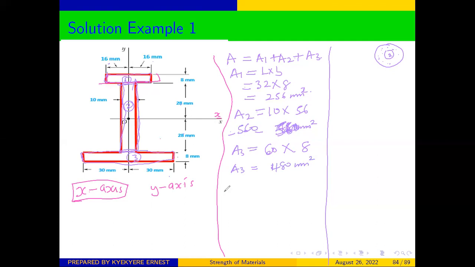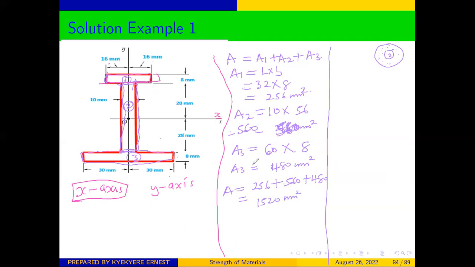And from there, our total area is going to be 256 plus 560 plus 480, which is equal to 1520 millimeters squared.